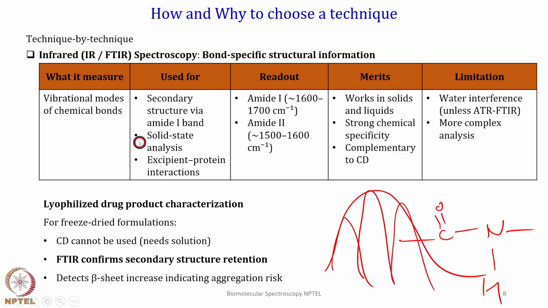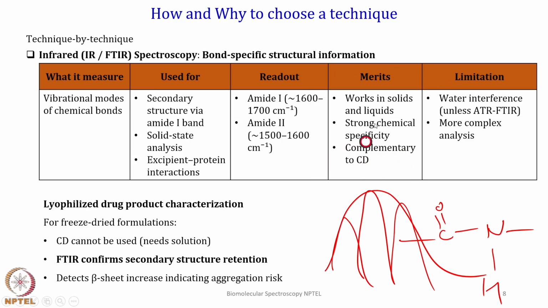Solid state analysis we can also do. It can also measure excipient-protein interaction. We read out wave numbers 1600 to 1700 for amide 1, and amide 2 at 1500 to 1600, and one can deconvolute to get alpha helix, beta sheet, random coil. It works in solid as well as liquid, has strong chemical specificity, and it is a complementary technique.